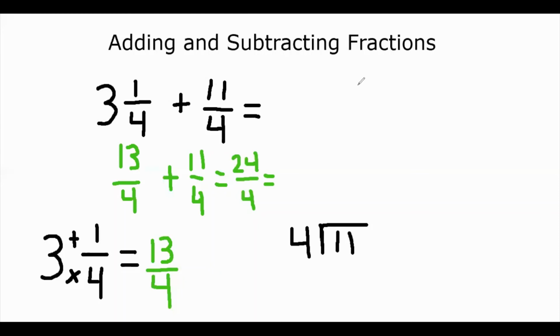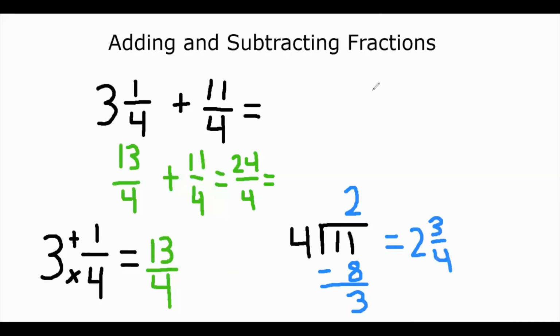Okay? So to do that, you divide the numerator by the denominator. So we've got 11 divided by 4. 4 goes into 11 2 times. It's going to give me 8. We subtract. We have a remainder of 3. So what you're going to do, your whole number is 2. Your numerator is 3. And the denominator stays the same, which is a 4.